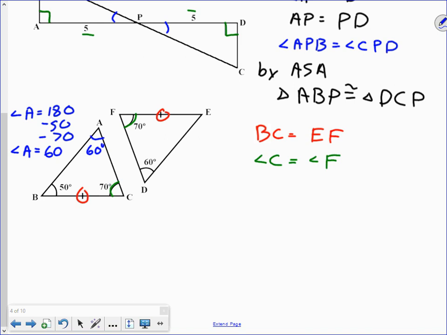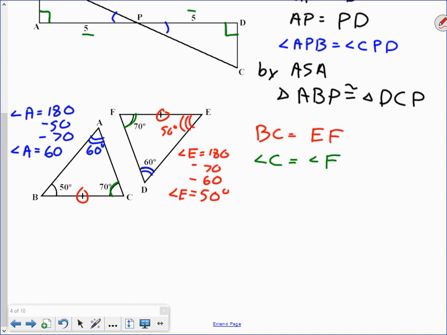So that angle matches up with this angle right here. So we use two blue arcs to indicate that that's 60 degrees. And then over here we can calculate our third angle as well. Angle E is going to be 180 minus 70 minus 60. Angle E is going to be 50 degrees. So we could use three red arcs here, 50 degrees.